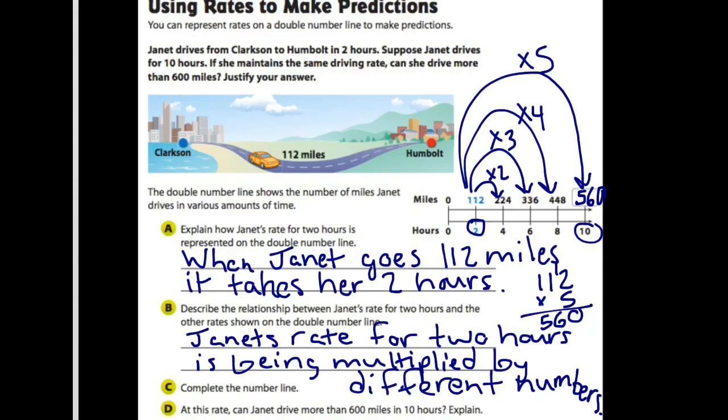And the question asks, at this rate, can Jeanette drive more than 600 miles in 10 hours? So for 10 hours, she's actually going to drive 560 miles, which is less than 600. So the answer would be no, and then you can use the number line to explain your answer.